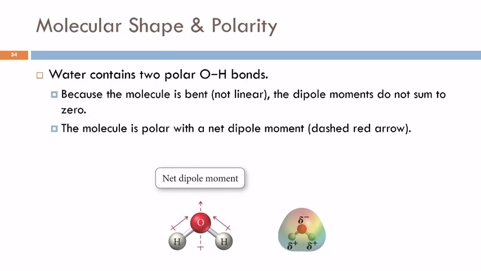The molecule is bent. Those dipole moments do not add up to zero. It has a net dipole moment given by this dashed line here, the dashed arrow. Any questions?